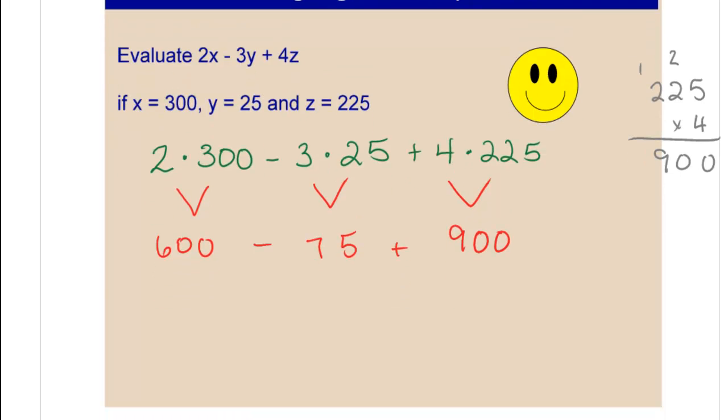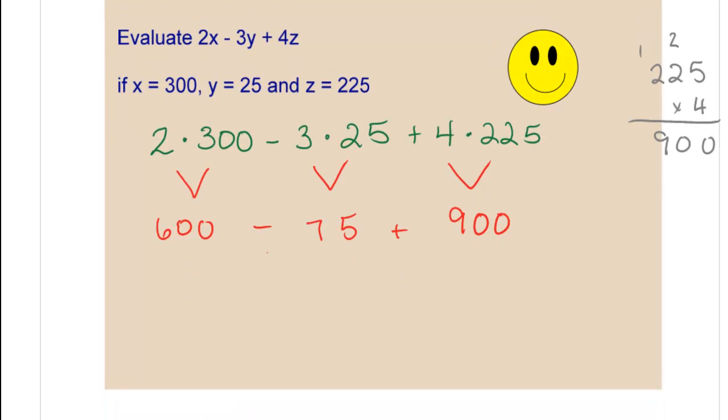So now I'm going to continue working with my order of operations. I have subtraction and addition. What should I do first? Well, we want to work from left to right. Subtraction and addition are equal in our order of operations, so you always do whichever one you get to first. So in this case, I'm going to subtract first.